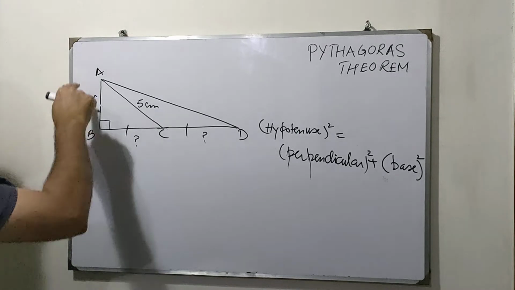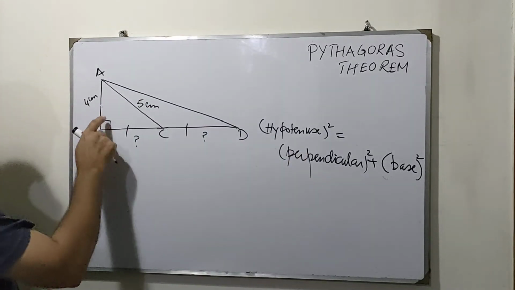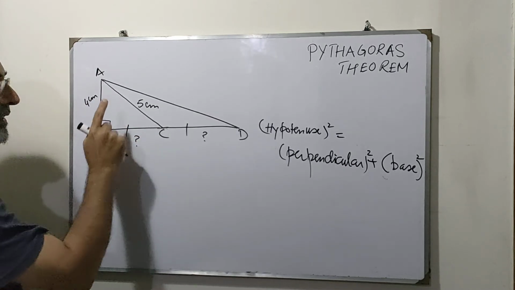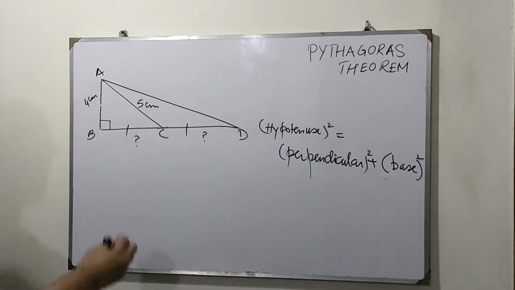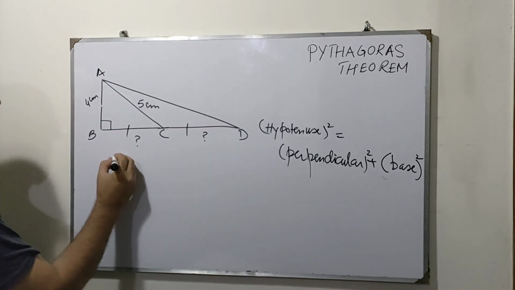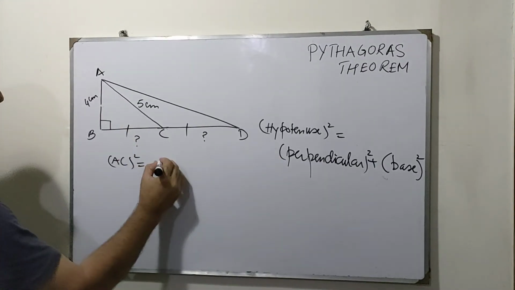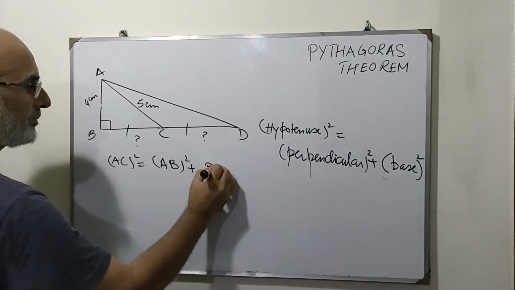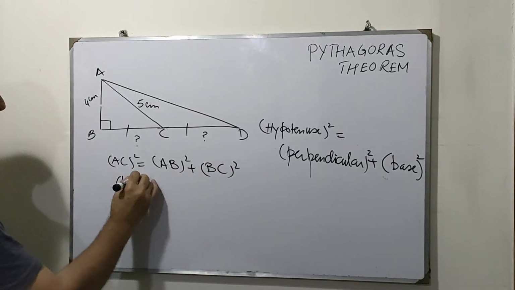So this ABC is a right angle triangle. Okay, so I can apply the Pythagoras theorem here, and if I am able to find BC, now this BC is equal to CD. I find BC, CD will be the same. So this hypotenuse square, which is AC square, is equal to perpendicular square, which is AB square, plus BC square.